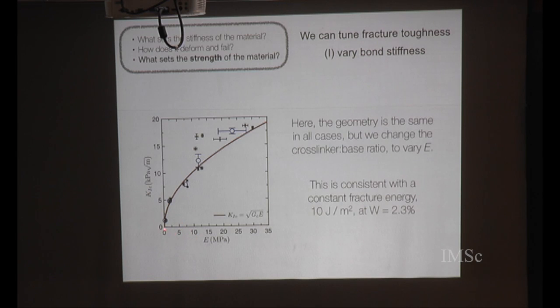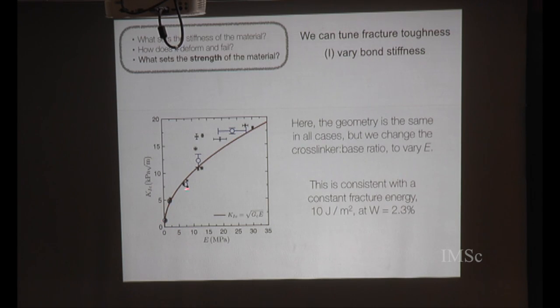And so if you make a stiffer material, but you have the same geometry, in other words, the same amount of fluid there. In this case, we have a bead size of 210 microns and 2.3% of polymer in there. So basically, we're making the same geometry stiffer and stiffer and stiffer, but keeping everything else about it constant. We can then measure the fracture toughness.